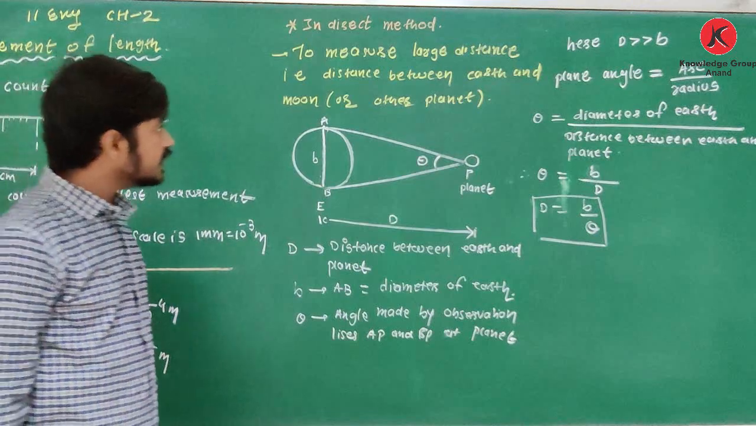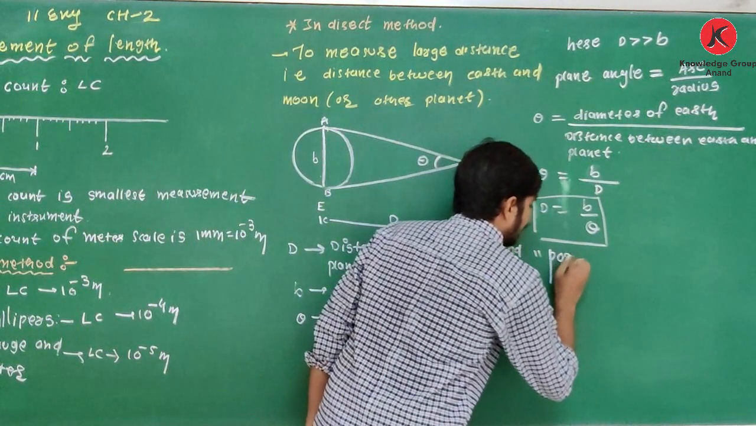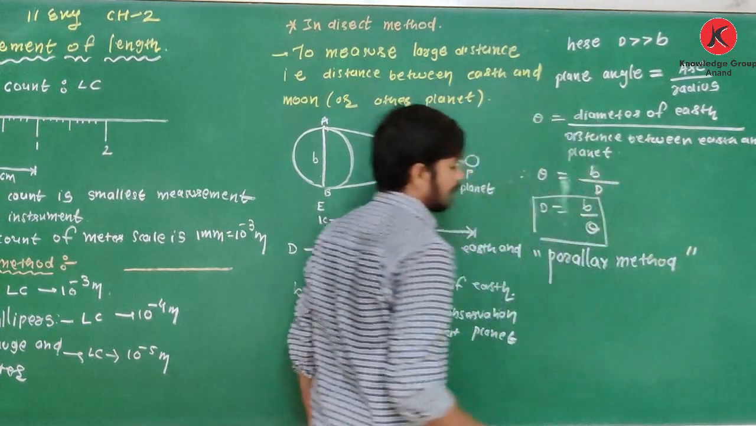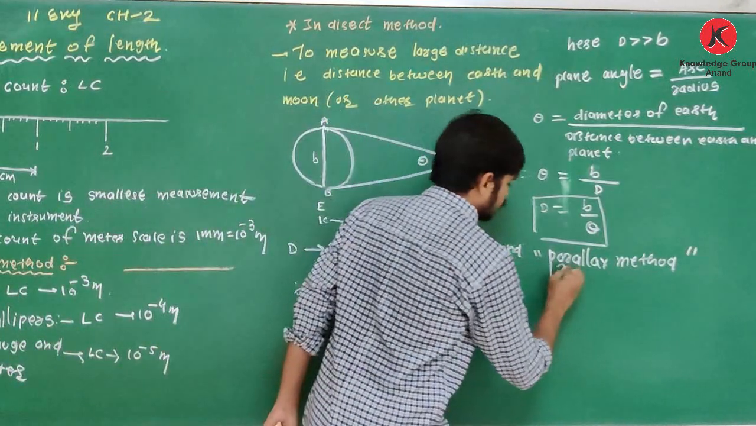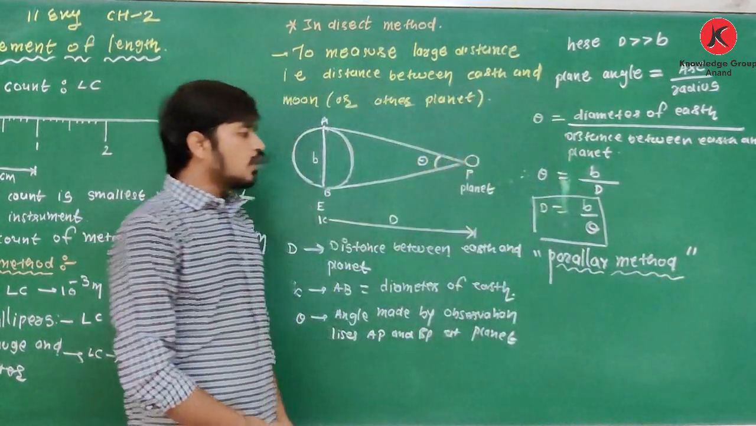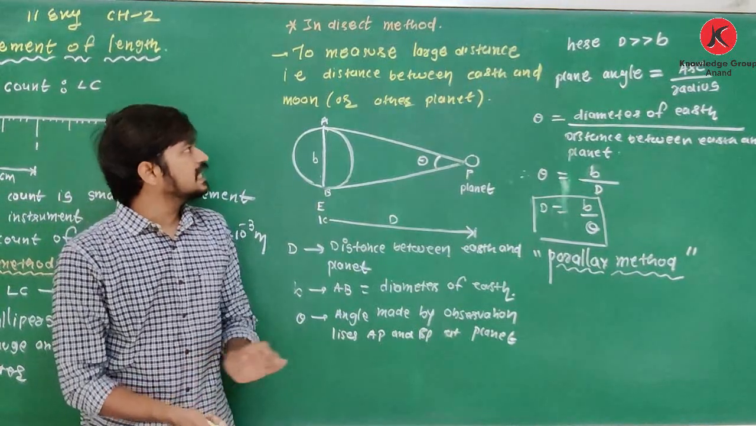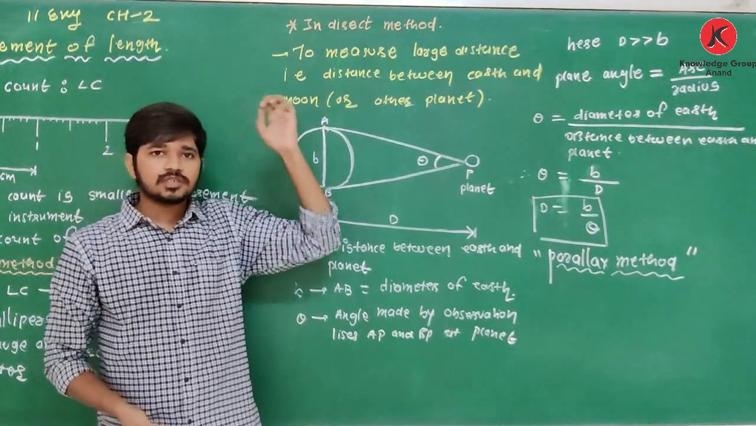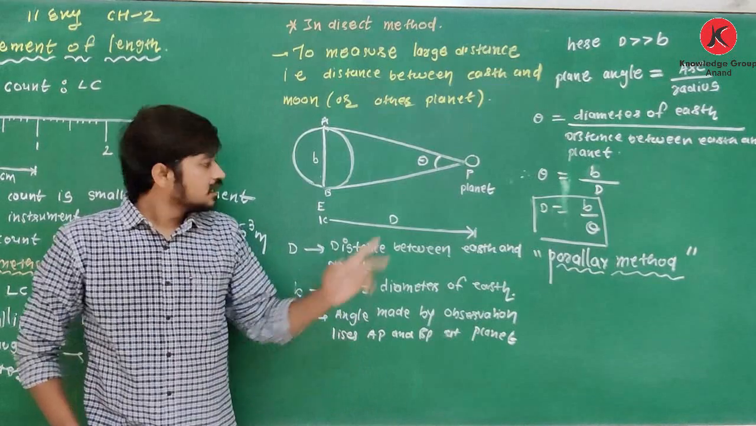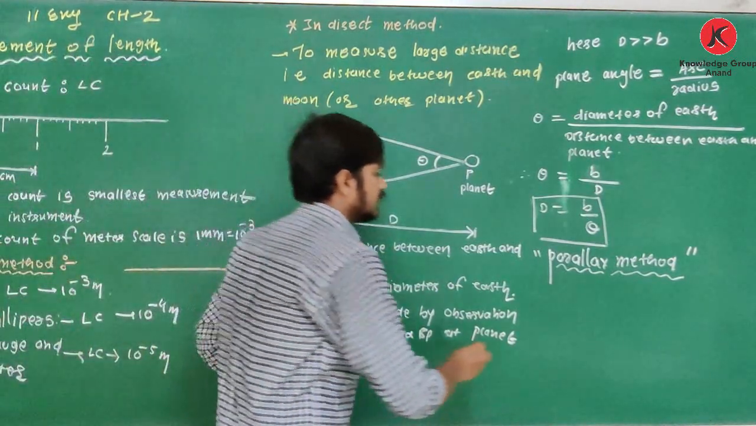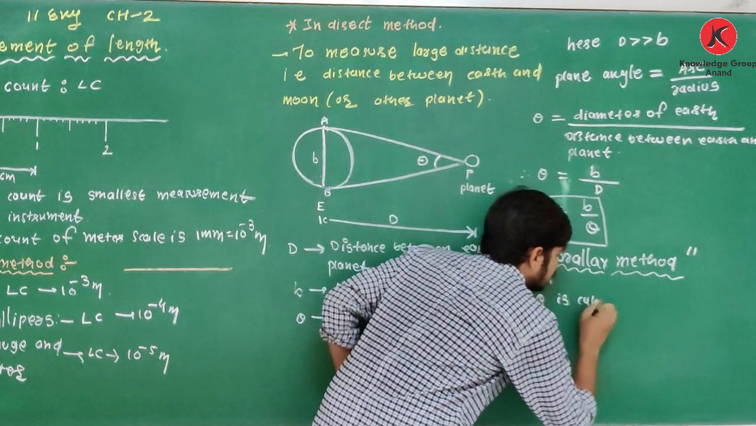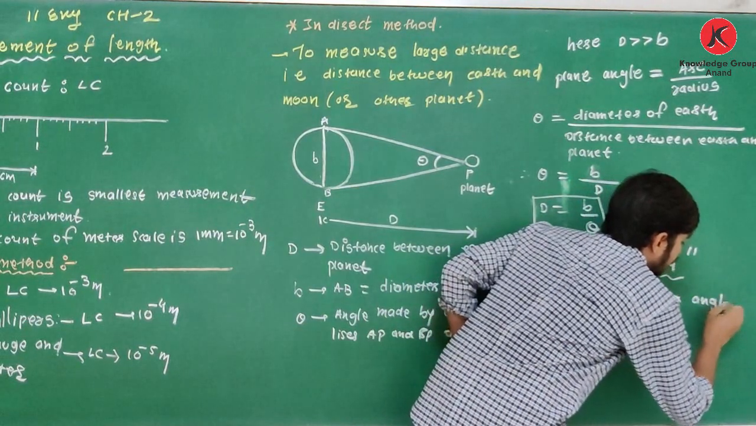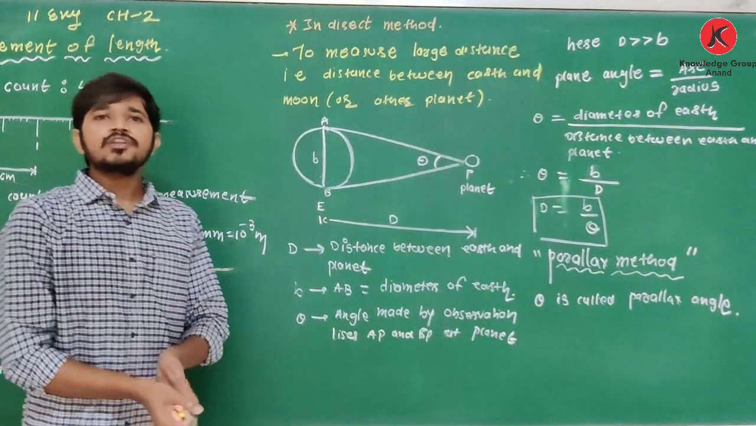Clear about this? And yes, this method is called the parallax method. It is one important question. What is the parallax method to measure very large distances, that is the distance between Earth and planet, Earth and moon, or Earth and sun? Clear about this? This angle theta is called the parallax angle. Okay.